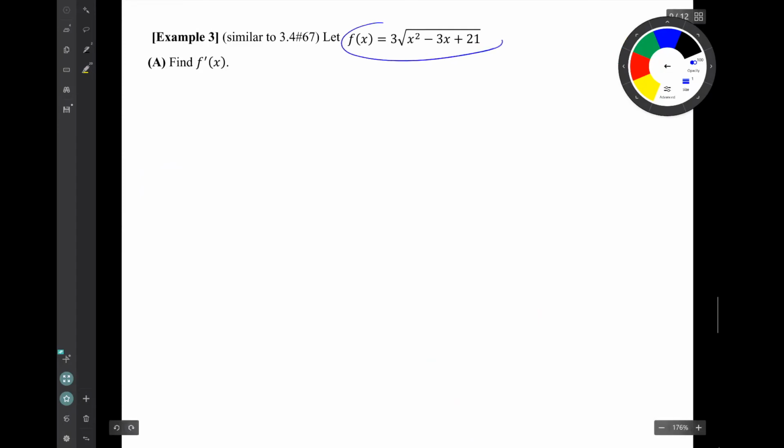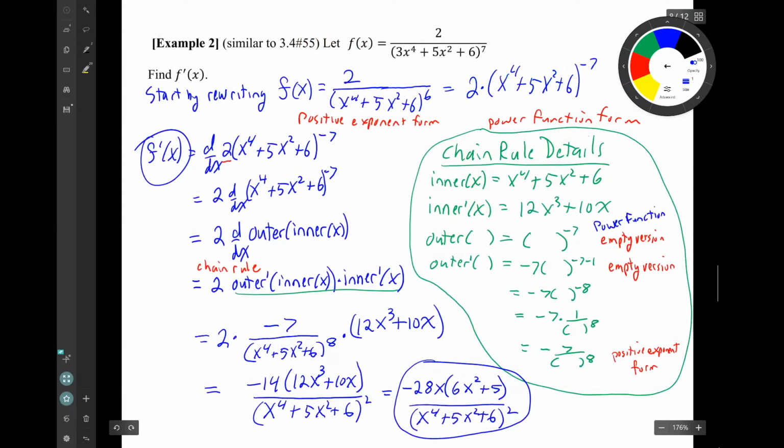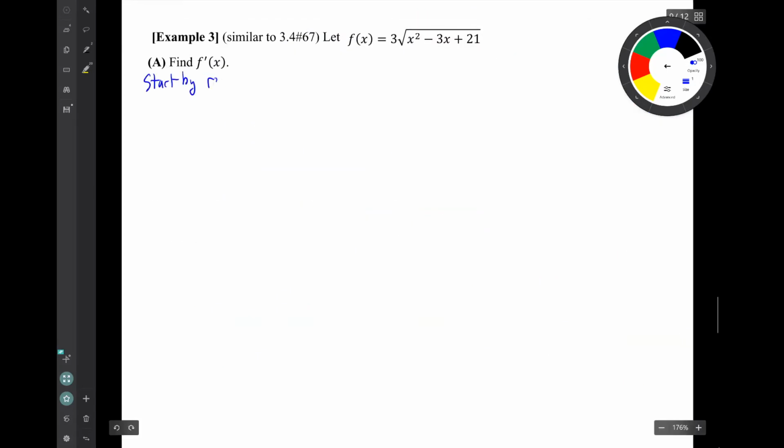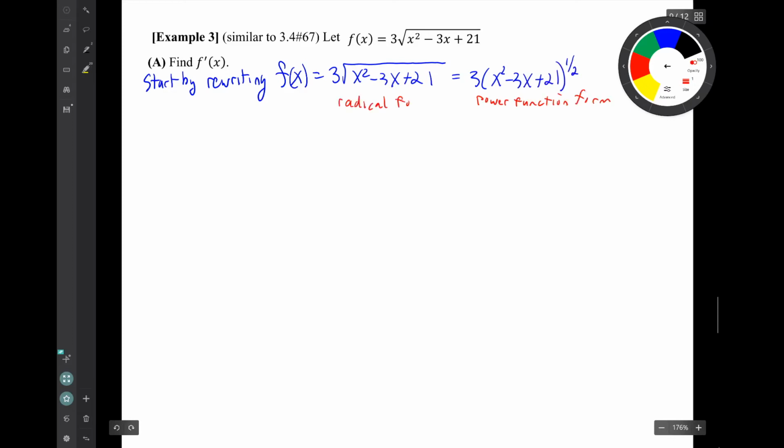In example 3, f of x is this function. We have to find f prime of x. Well, just as in the previous problem, we took the given form of f of x and we rewrote it in power function form because that's more convenient for finding the derivative. We'll do that in this problem as well. So our function was presented in radical form. It's more convenient to have it in power function form for the purpose of finding the derivative. Now we find the derivative.